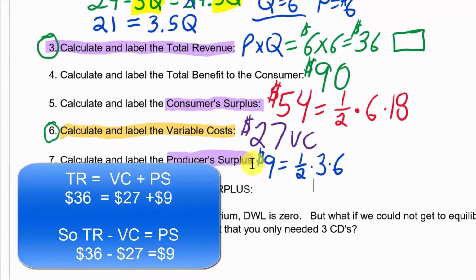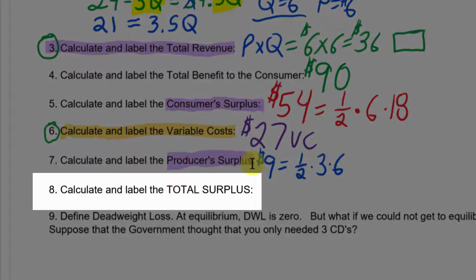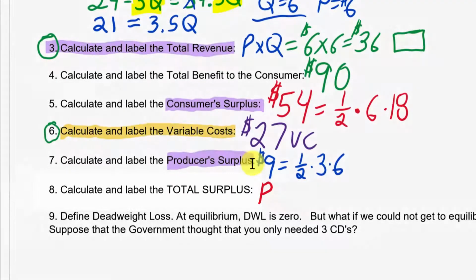All right, the next question says, let's calculate and label the total surplus. Total surplus just means we want to add up the producer surplus we just calculated of $9 and add to it the consumer surplus that we calculated earlier of $54.